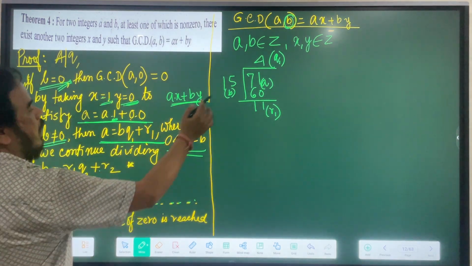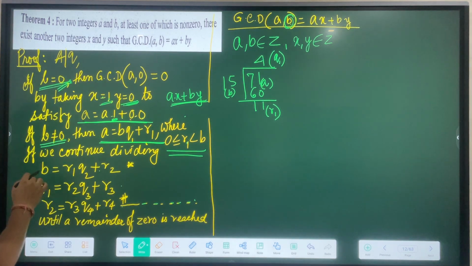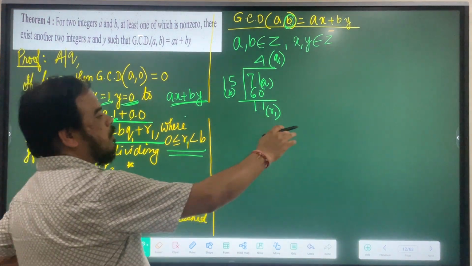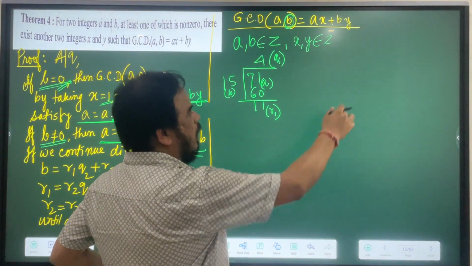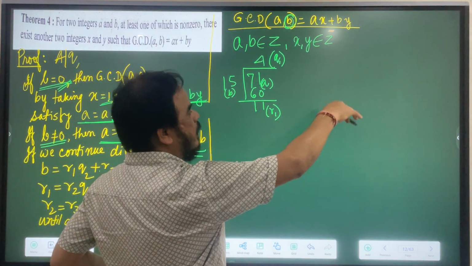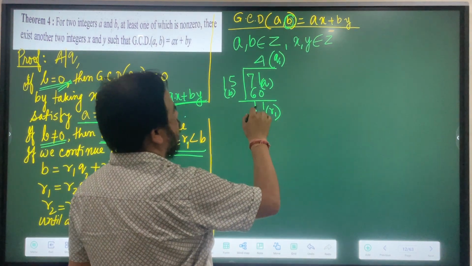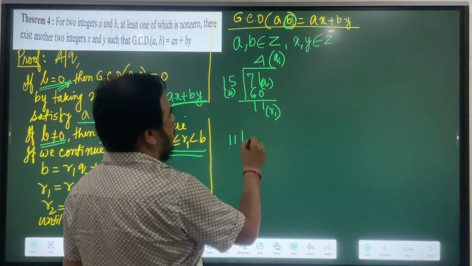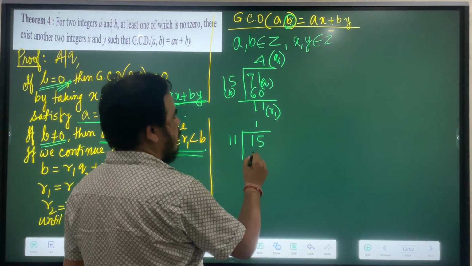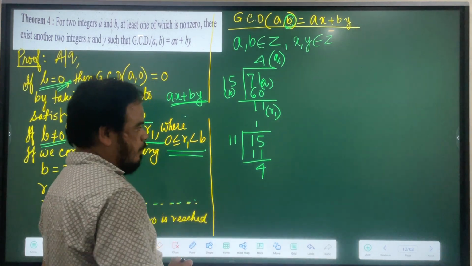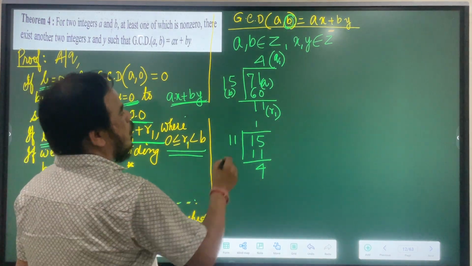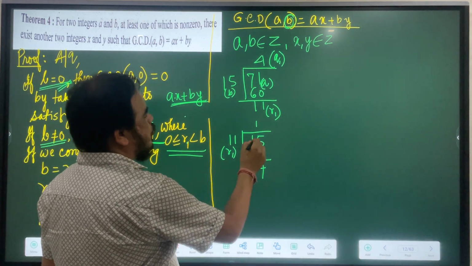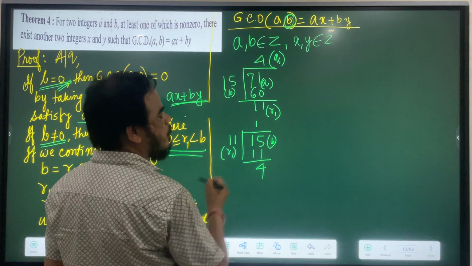Now, this one I have explained here. Next, B equals R1 Q2 plus R2. This one I will explain now. Just two minutes ago, I showed you how to get the remainder by the division method. So by the remainder we will divide the divisor. So we divide 15 by 11: 11 ones are 11, and the remainder is 4. What is 11? I have put it in brackets, R1. What is 15? B.